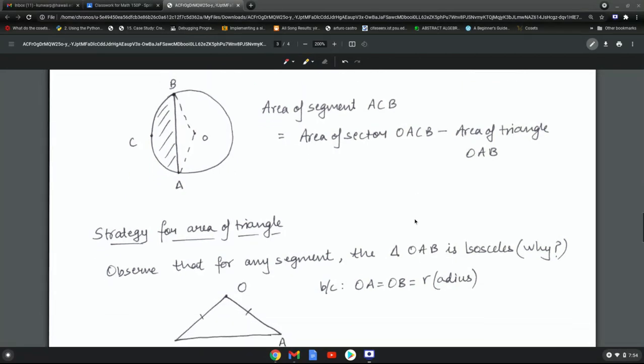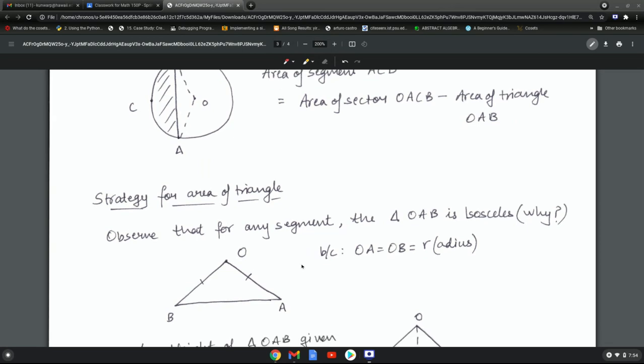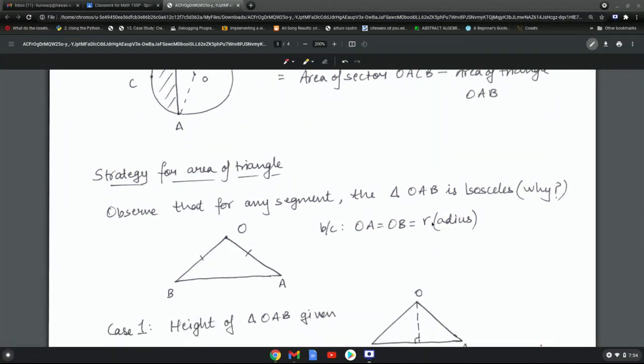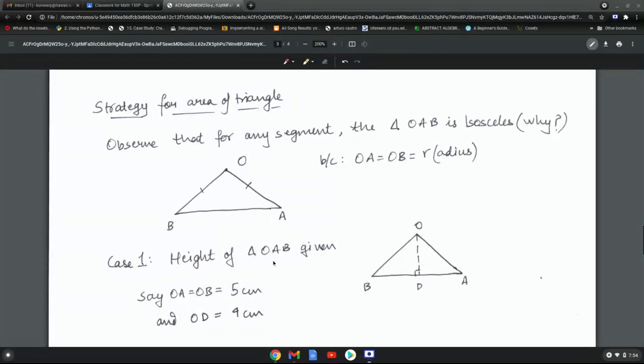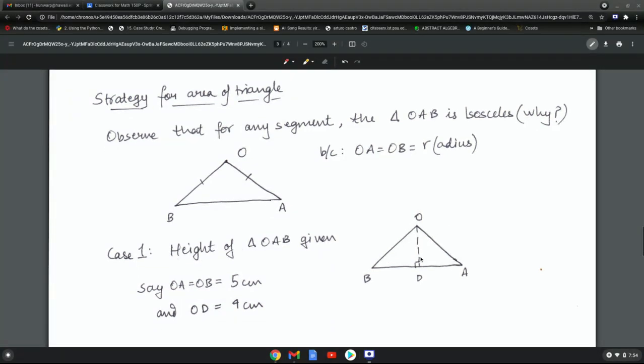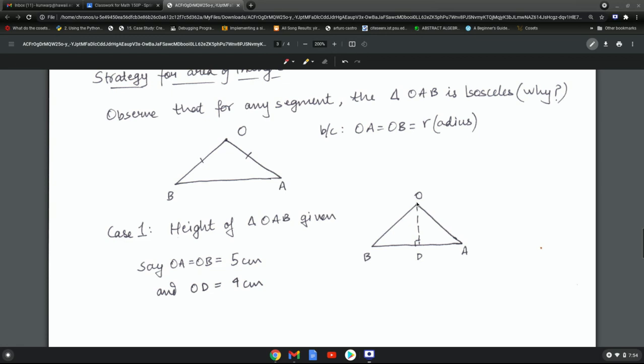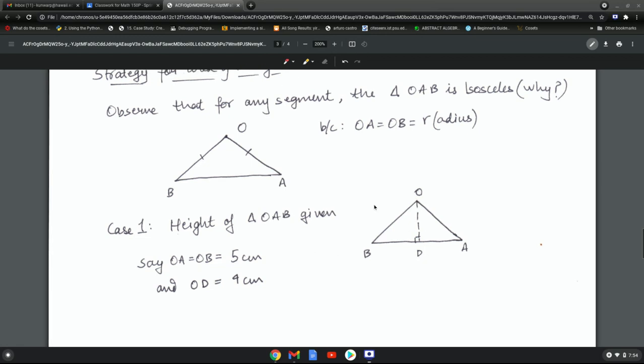Now let's see, what kind of a triangle is it? If you take this triangle OAB for any chord, OA and OB are going to be equal. Why? Because they are just the radius of the circle. Well, what kind of triangle is that? That is an isosceles triangle. So let's say case 1, the height of this triangle is given. Say OA equals OB equals 5 and OD equals 4.